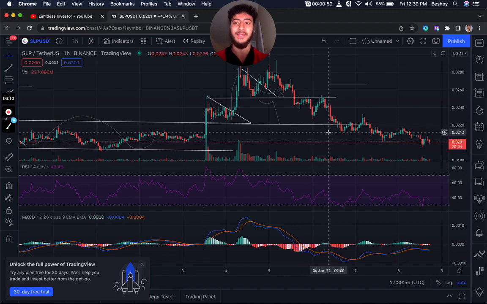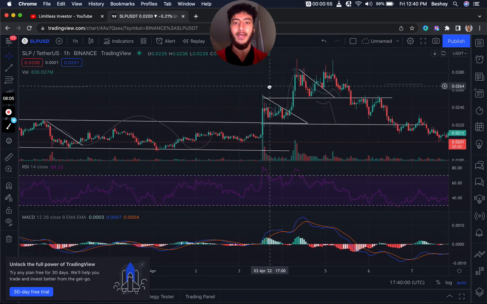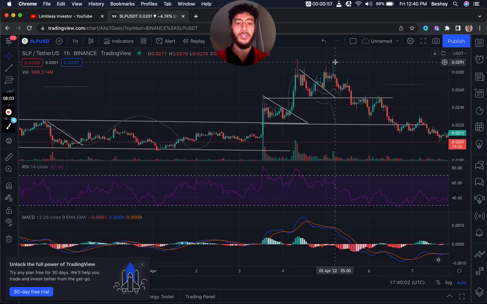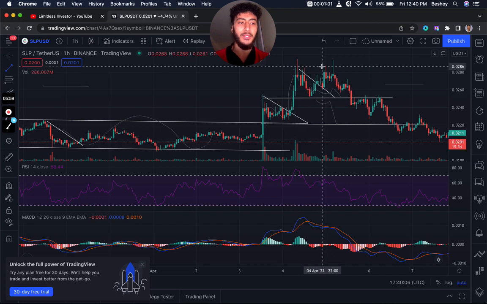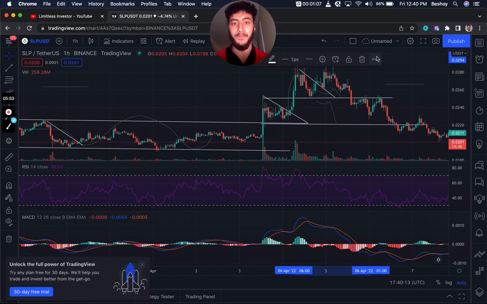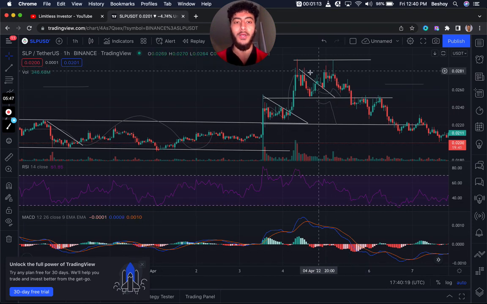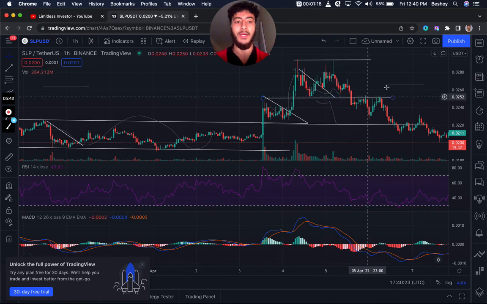Okay, guys. So let's take a look at SLP this time. In the 1 hour, we could see that we were oversold here at the levels of about 0.028. We can see this level here is very crucial because we wicked up there twice. We know that this is a heavy resistance now in the short term of the 1 hour. We were in a downtrend for quite some time, and this was the latest update that we did.